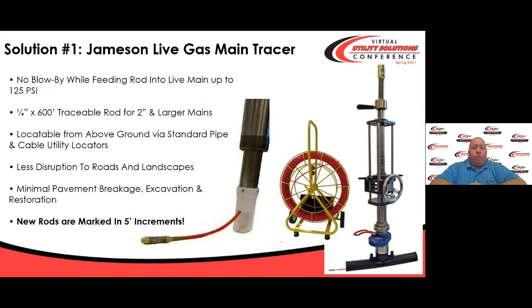So the first solution to the first problem of untonable pipelines is the Jameson live gas main tracer. This also is rated to operate at 125 PSI when used with the directional entry tool. This is a 1/4 inch by 600 foot copper wire encased in fiberglass, and it is available for use on 2-inch and larger mains. They start at 2-inch because you have to have enough space to make that 90-degree turn, and anything smaller just doesn't allow it.